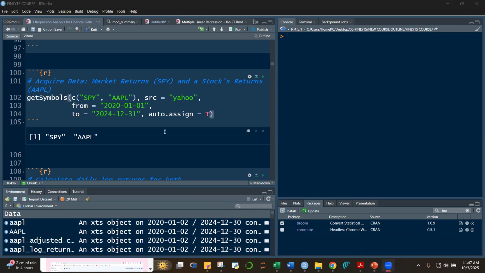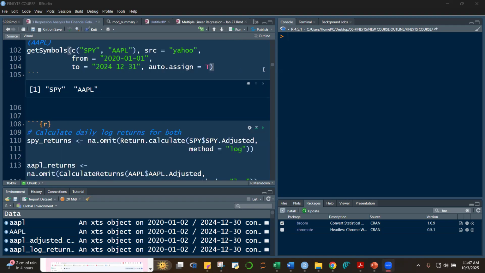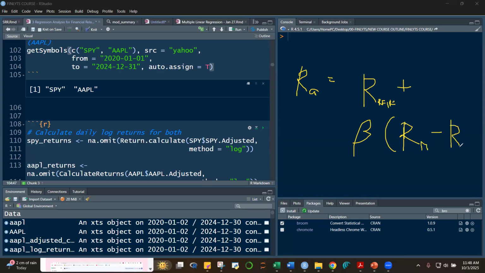Okay, so let's continue, class. So we have these two assets. Remember, class, that the objective is for us to, again, begin with the end in mind. We want to create a CAPM model out of this. We want to determine the returns of Apple, given your risk-free rate, RFR, plus your beta times the return of the market minus the return of your risk-free rate.